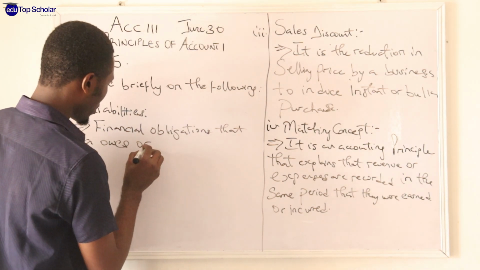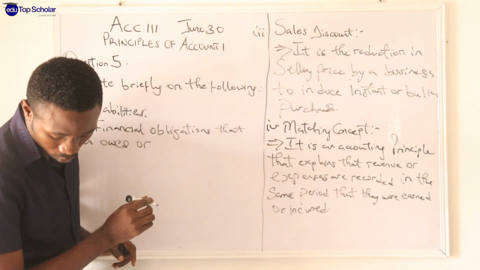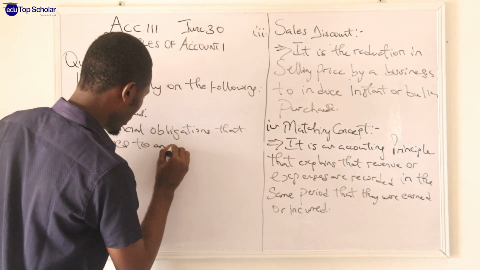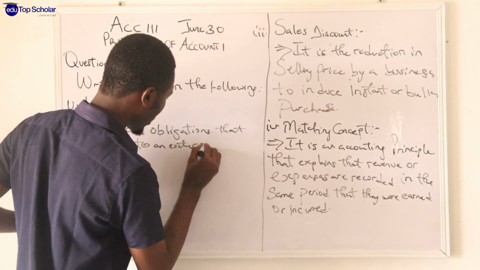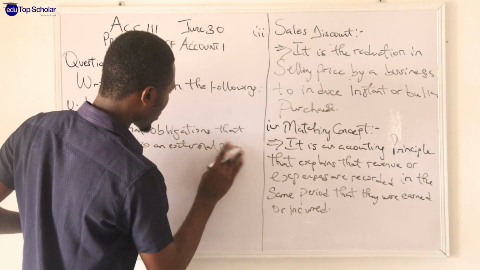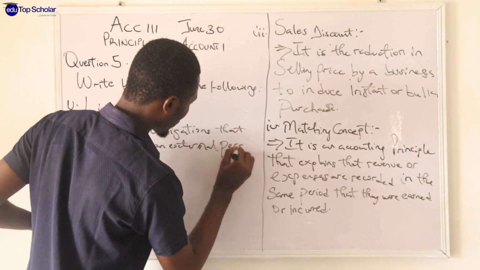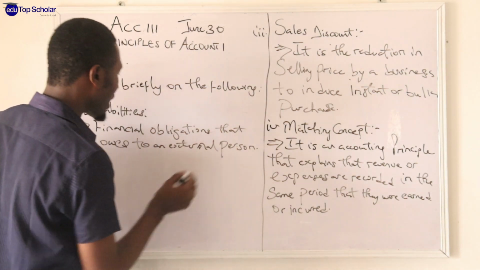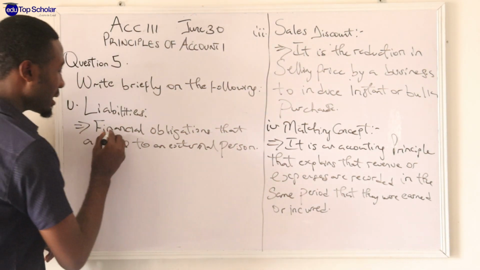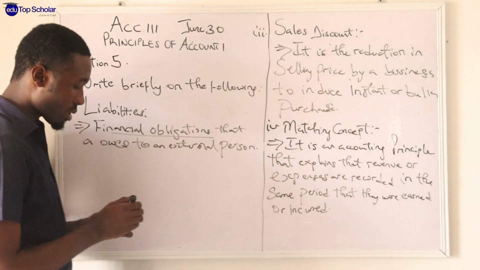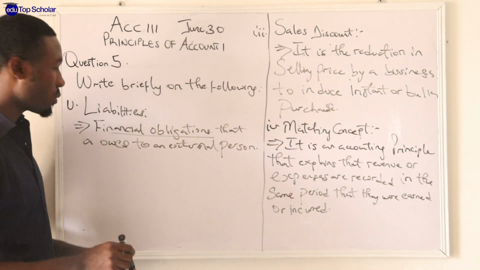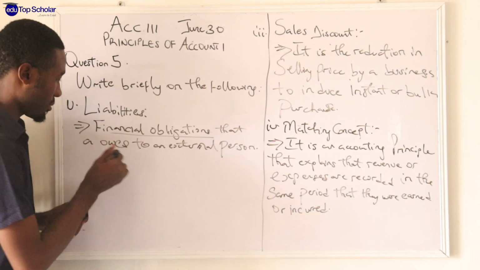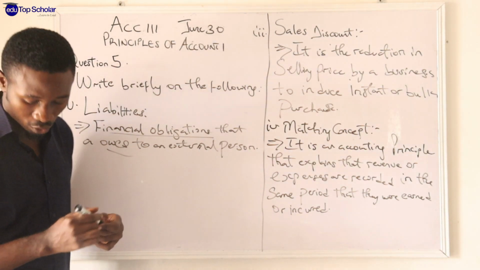or that a company owes to an external person. So some of the keywords that are important that they must see is that it is a financial obligation, because you are required to pay that amount, and then it is owing. It is not an income.